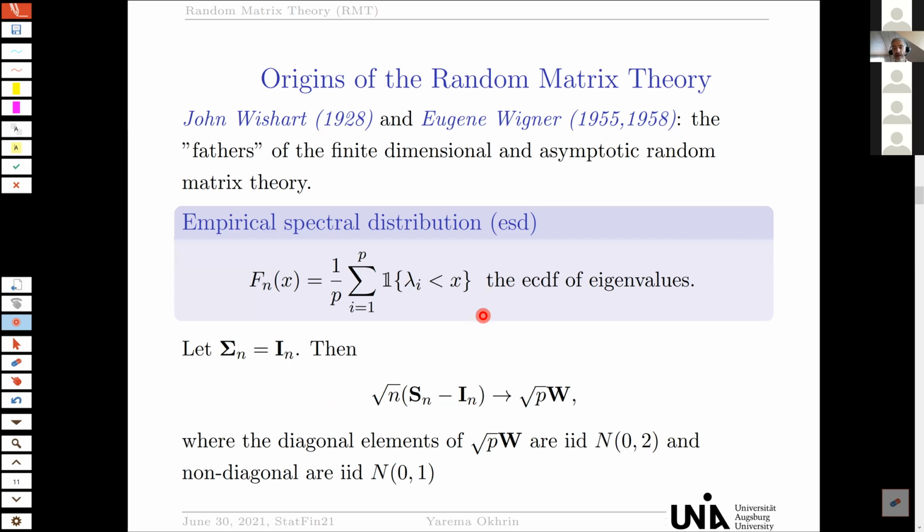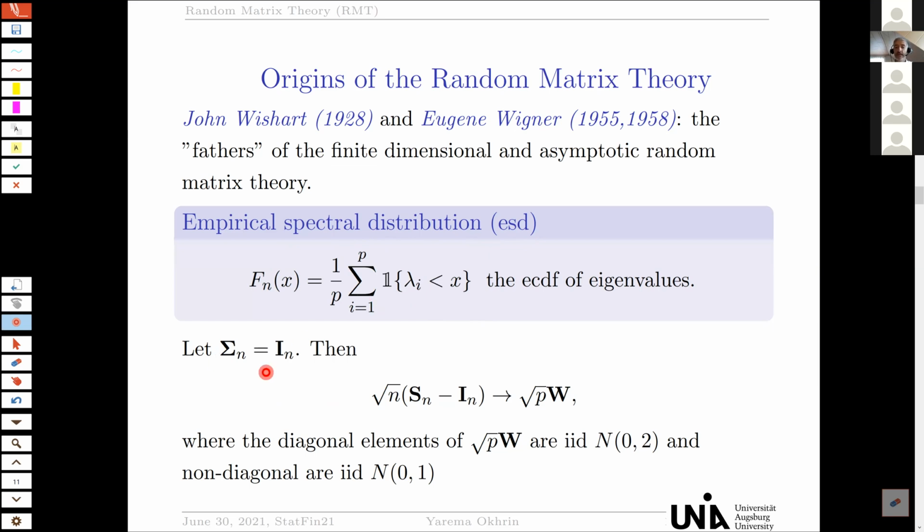The basic idea of their random matrix theory is the empirical spectral distribution, or ESD. And ESD is nothing else than the empirical distribution function of the eigenvalues. If we look at this formula here, it is simply the indicator function that the i-th eigenvalue is smaller than a pre-specified value of x. So it is very similar to the empirical distribution function, but just applied to the eigenvalues of an arbitrary matrix.